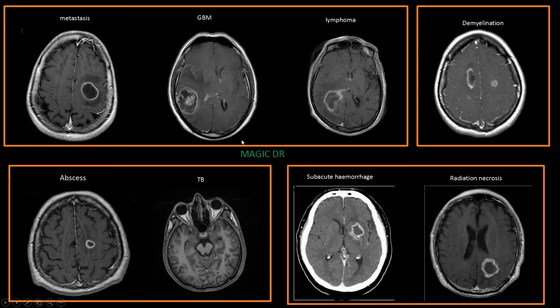All of us know the mnemonic MAGIC DR. M is metastasis, A is abscesses, but actually I prefer to remember them according to the etiology. So it can be neoplastic, infectious, vascular causes or other. Neoplastic like metastasis, GBM and lymphoma. Infectious like pyogenic abscess, TB and toxoplasma. Vascular like subacute hemorrhage and infarction and radiation necrosis. And lastly, the demyelinating disease.